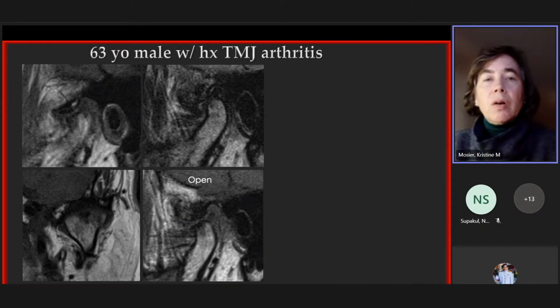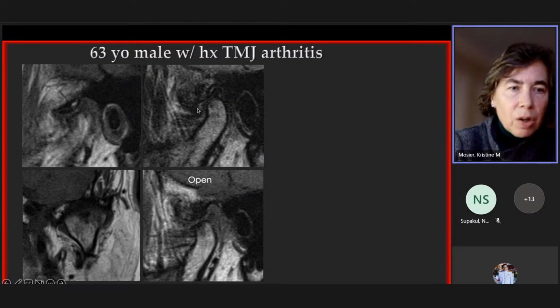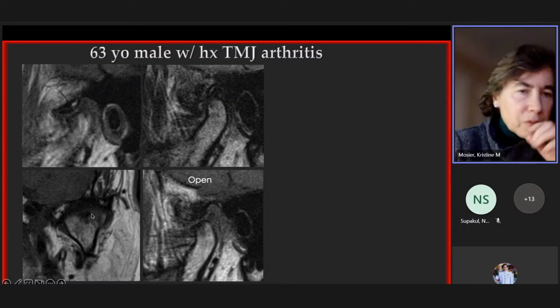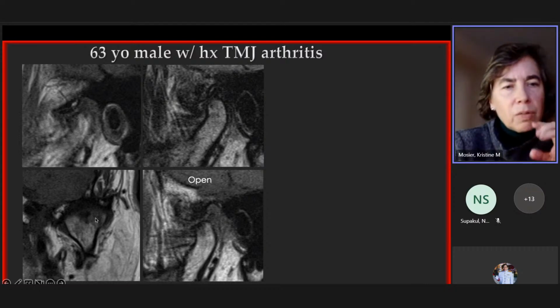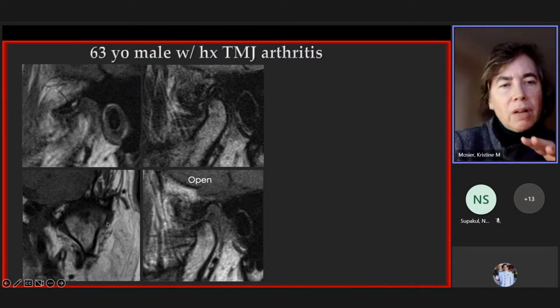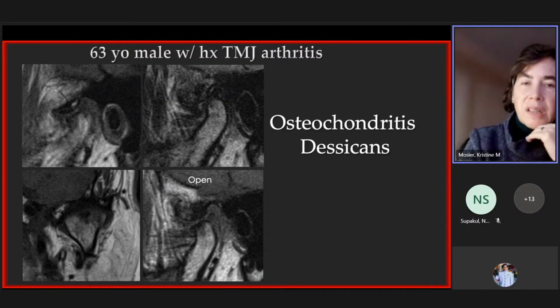So this was a 63-year-old male with a history of TMJ arthritis, and we see some marrow edema here. The disc is here. It's actually hard to see, but if we look on the coronals here, we see that there is sclerosis and really a condylar fracture of this fragment. So this is a patient with osteochondritis dissecans.